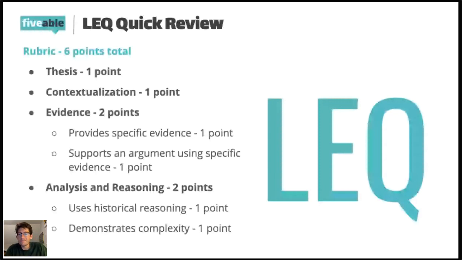The last thing that you can do to demonstrate complexity, or one of the last things you can do, is to look at alternative viewpoints or alternative arguments. So address what might be an argument against your argument, and then explain why your argument still holds. That demonstrates complexity in an essay.